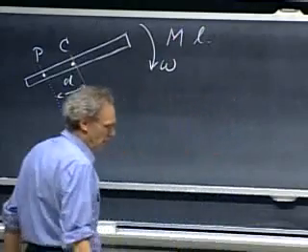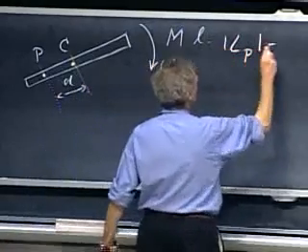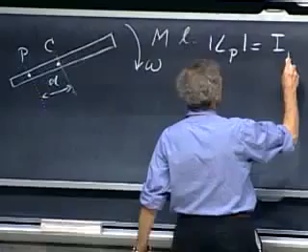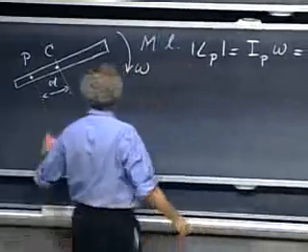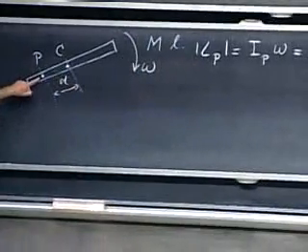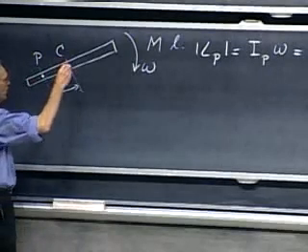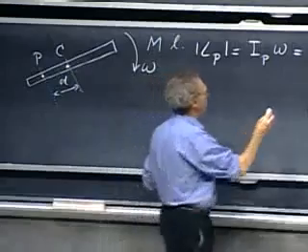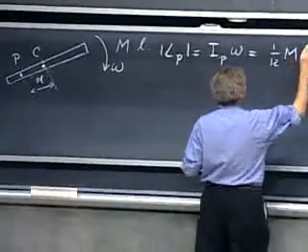I'd like to know what the magnitude is of the angular momentum relative to point P. And for that, I go immediately to equation 5. So that tells me that it is the moment of inertia about that axis through point P times omega. I remember the parallel axis theorem. I know that the moment of inertia for rotation about the center of mass, through this axis perpendicular to the blackboard, equals 1/12 m L squared.